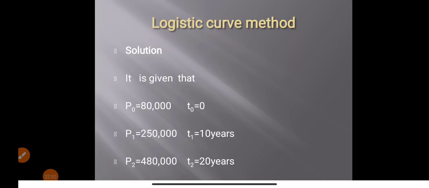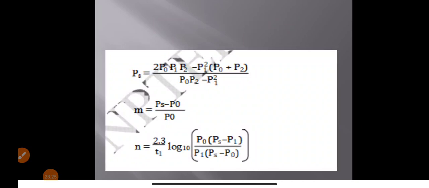In the solution, this we have to take down. The P naught value in 1991, the population is 80,000, that is P naught. In 2001, the population is 2,50,000, that is P1. And in the year 2011, the population is 4,80,000, that is P2. And T naught, the initial time, is 0. T1 is equal to 10 years and T2 is equal to 20 years. So here, these are the formulas which are given.